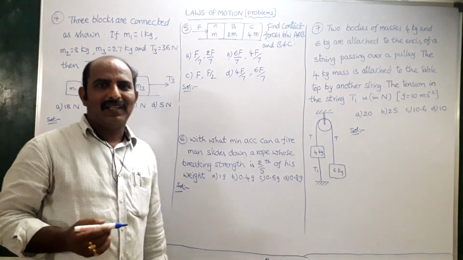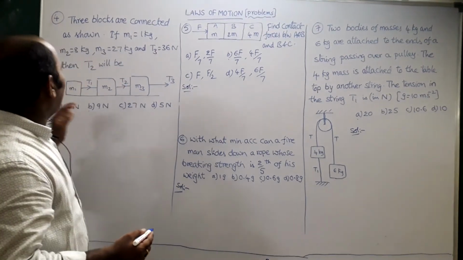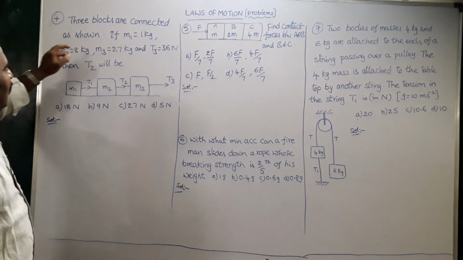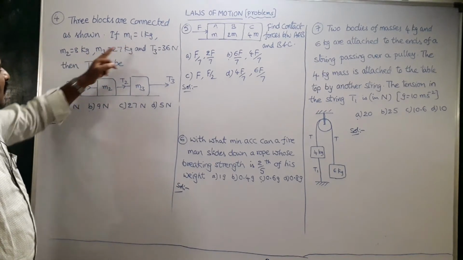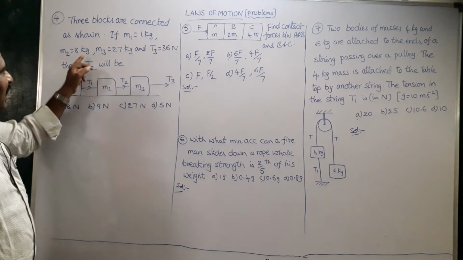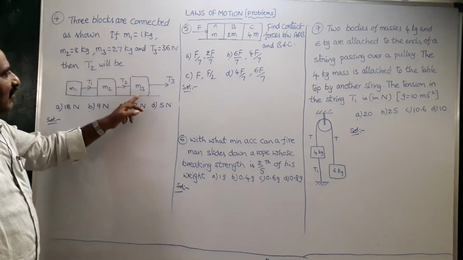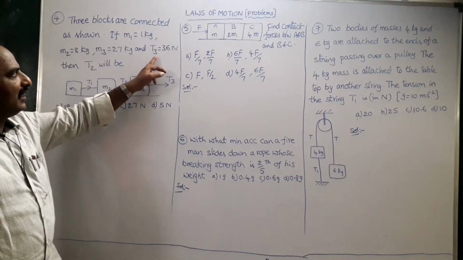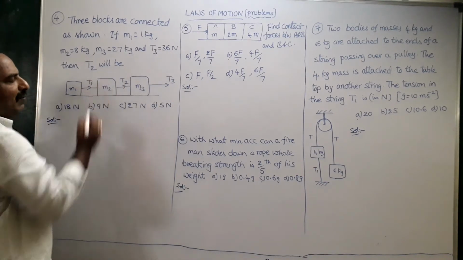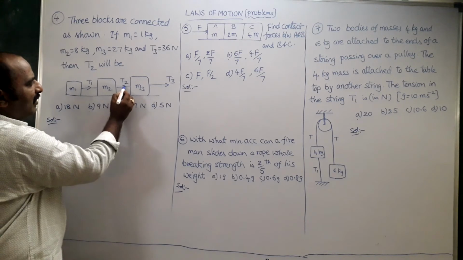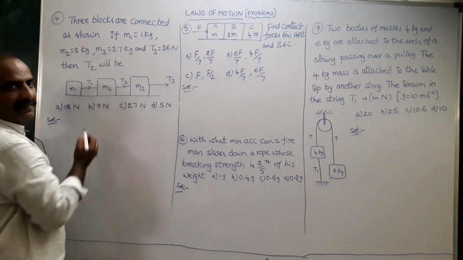Okay, now we see another problem. That is the fourth one. Three blocks are connected as shown. If m1 is 1 kg, m2 is 8 kg, m3 is 27 kg, and the tension along the third mass T3 is 36 Newton, then T2 will be. T2 means the tension in between m2 and m3.